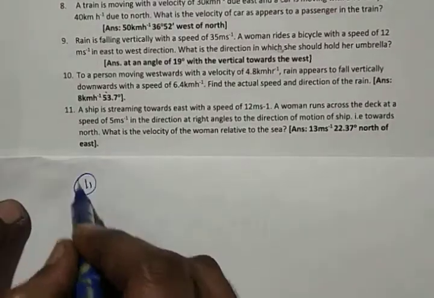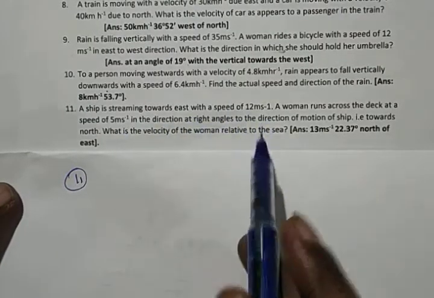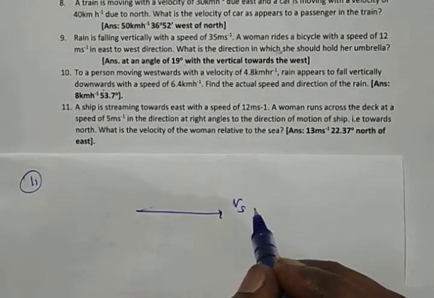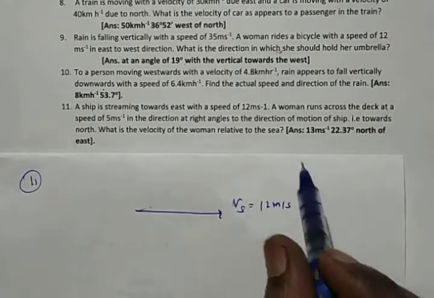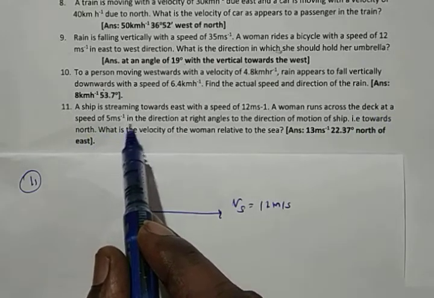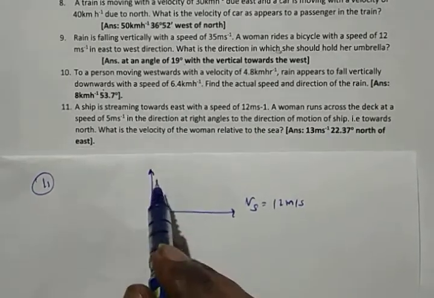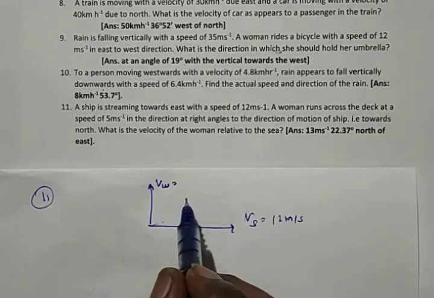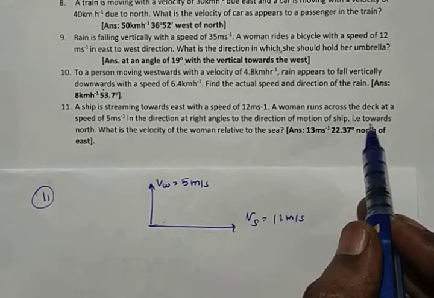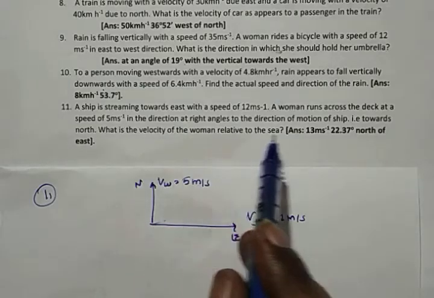Question number 11, this is the last question. A ship is steaming towards east with a speed of 12 meters per second. So this is the velocity of the ship. A woman runs across the deck at a speed of 5 meters per second in the direction at right angles to the direction of motion of the ship. So this woman tries to run like this. Velocity of the woman is equal to 5 meters per second, towards north. So this is the northern direction, this is the eastern direction. What is the velocity of the woman relative to the sea?